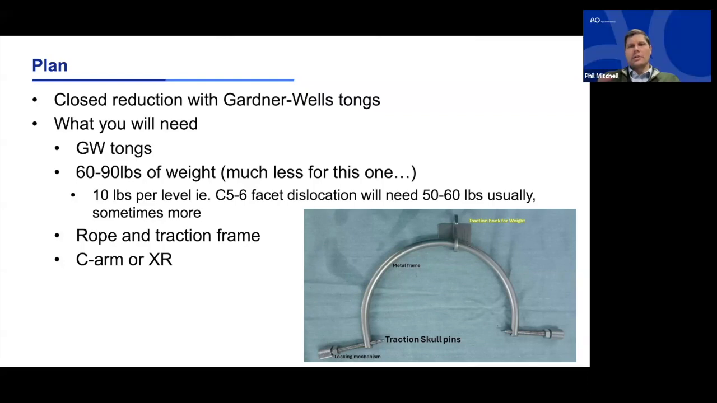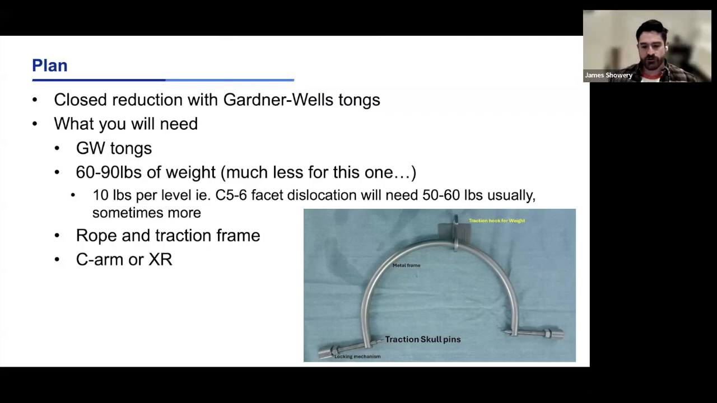Just to clarify, this is if there's a dislocation, like that image that showed the vertebral bodies sitting dislocated with the facets dislocated. That's Gardner-Wells tongs. If somebody just had that initial image with the facet fractures and a little bit of offset, would they get Gardner-Wells tongs too, or is that a sandbags on the side of the head situation?